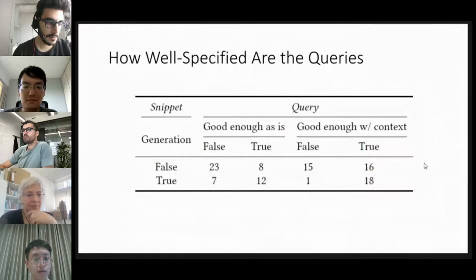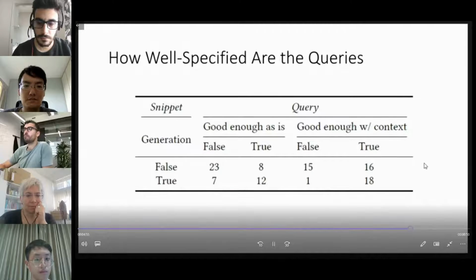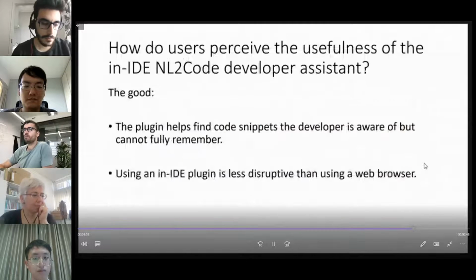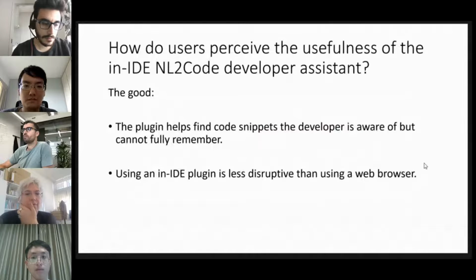We can also see a moderately high and statistically significant association between the success of the code generation model, that is to say, the study participants choosing one of those candidate code snippets, and the quality of queries. And then we also noted that the input query quality can have a big impact on the performance of the code. The final research question is, how do users perceive the usefulness of the IDE Natural Language Code Developer Assistant?